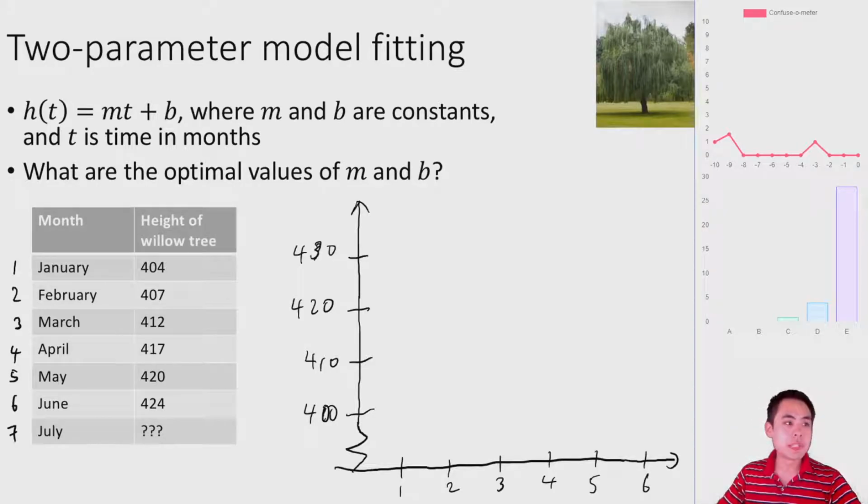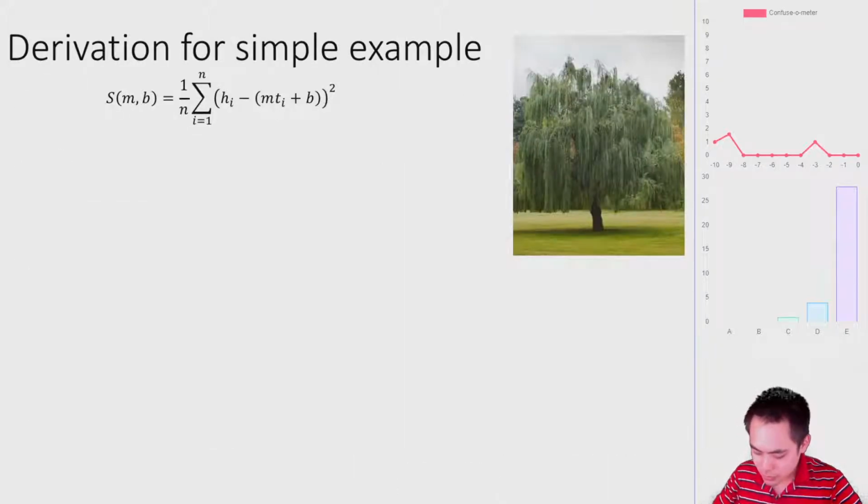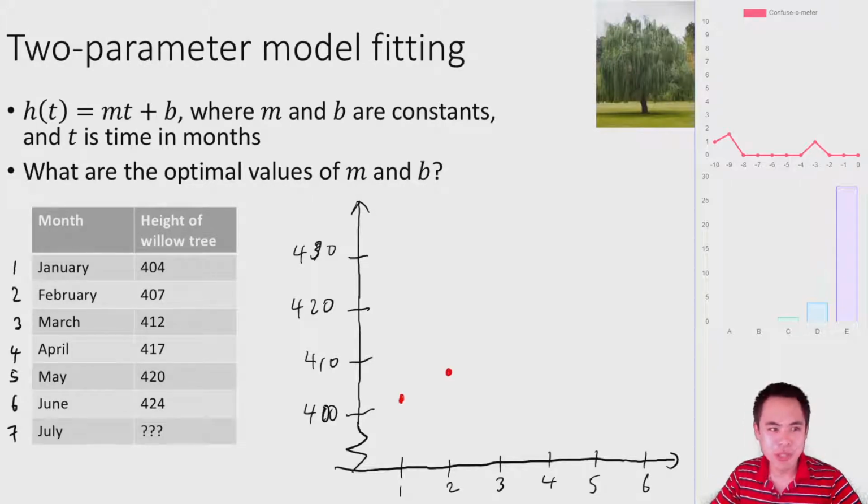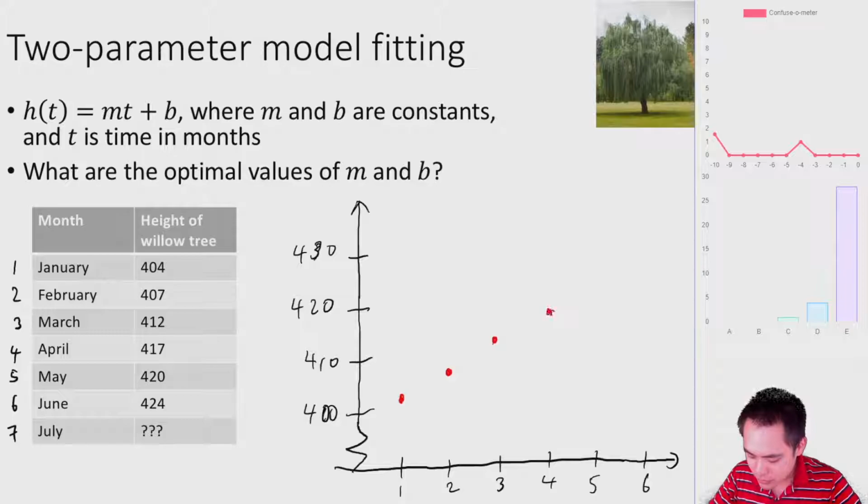Okay, and so we have a couple points here. So the first point is 1, 404, because that's January, the height was 404, so that's somewhere around here. Then we had 2, 407, so that's somewhere around here. We had 3, 412, so that's somewhere around here. 4, 417, so that's somewhere around here. 5, 420, that's around here. And 6, 424, so that's somewhere around here.